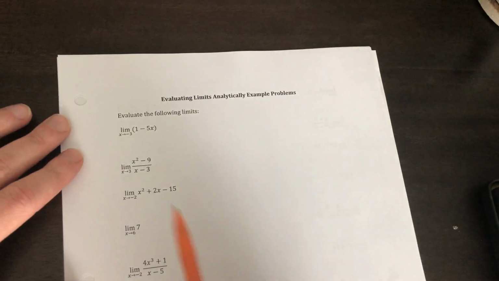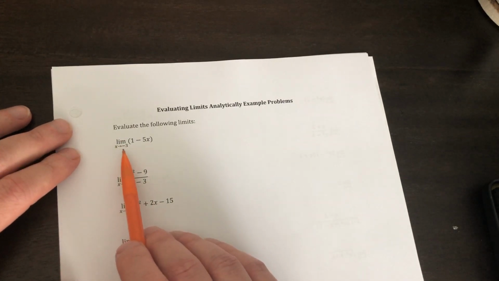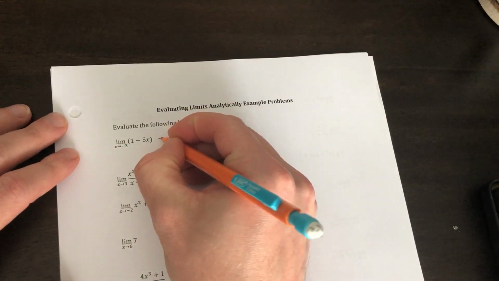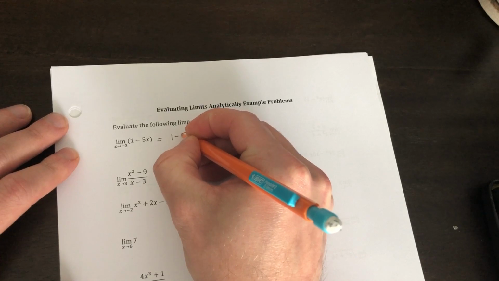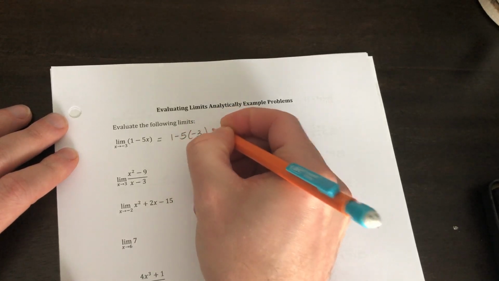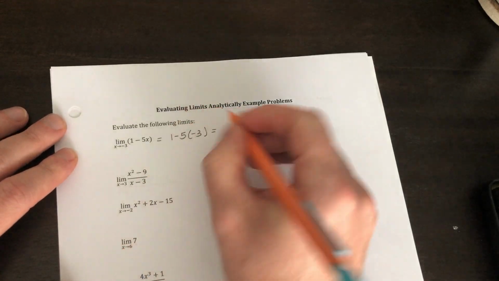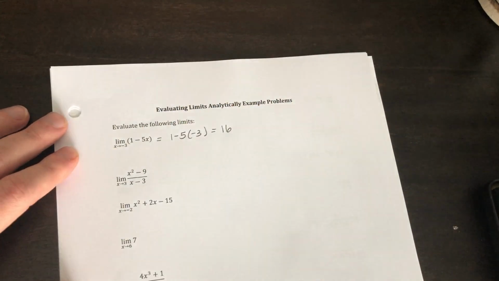Okay. So as we go, the limit as x approaches -3 of 1 minus 5x. All we're going to do is plug in 1 minus 5 times -3. Okay. So -5 times -3 is 15. 15 plus 1 is 16.